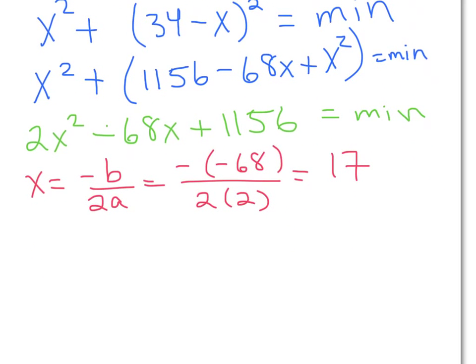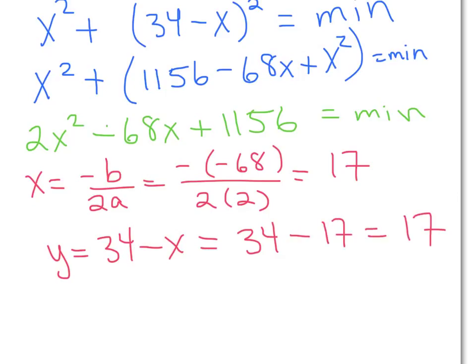Now, if x is 17, what's y? y is equal to 34 minus x, so y is equal to 17 as well. So now we have x is equal to 17, y is equal to 17, and that gives us our two numbers that have a sum of 34, and the sum of their squares is a minimum.